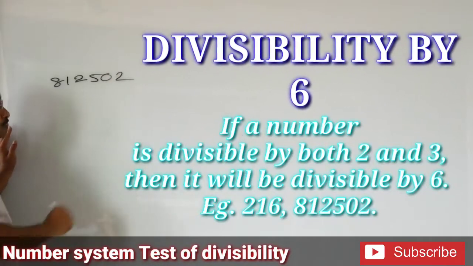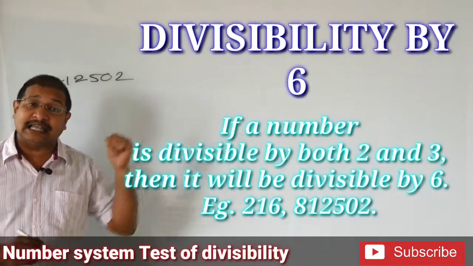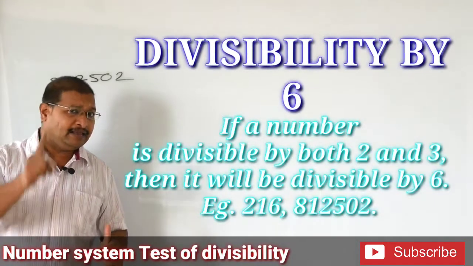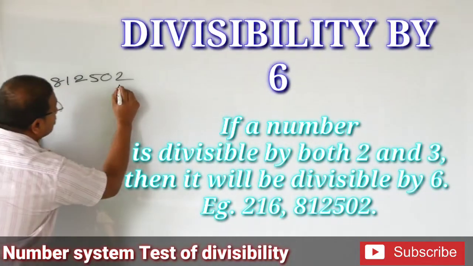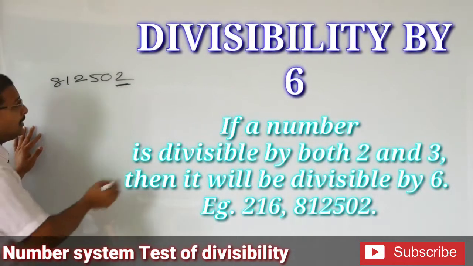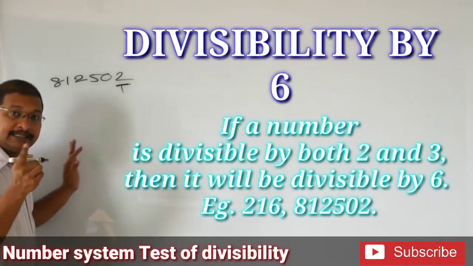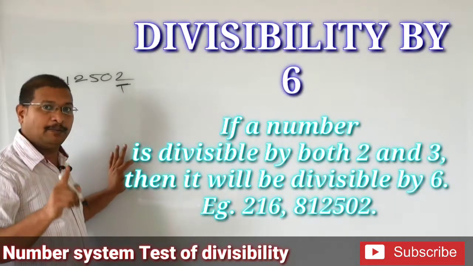81250. So what you want to do? You have to test whether this number is divisible by 6 or not. So what will you do? The last digit, the unit digit. See, it is 2. 2 means it is an even number, so it is divisible by 2.